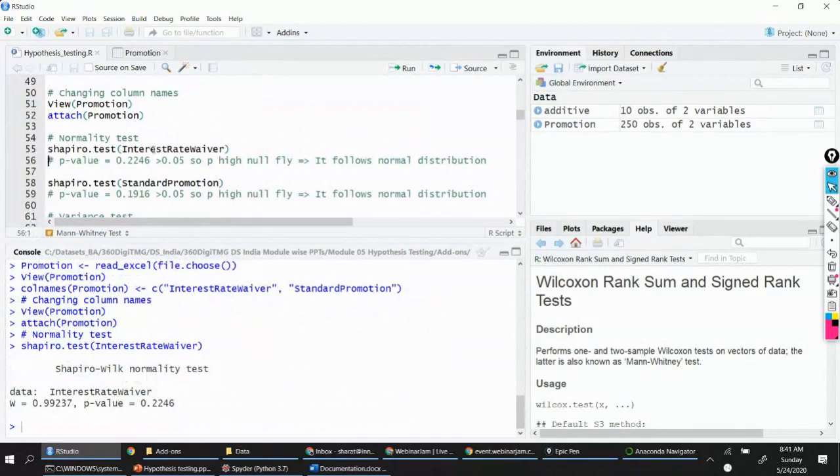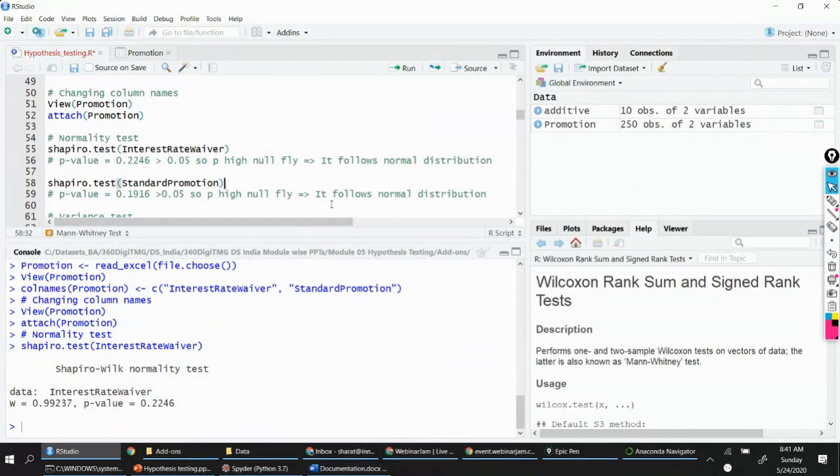Remember, for normality test, we are always checking whether the data are normal or not normal. And the default assumption is that data are normal, right? So, null hypothesis, data are normal. Alternate hypothesis, data are not normal. And we got p-value which is greater than 0.05. So, we say p high null fly. That means it follows normal distribution. Null hypothesis is what we consider. This is for the first column.